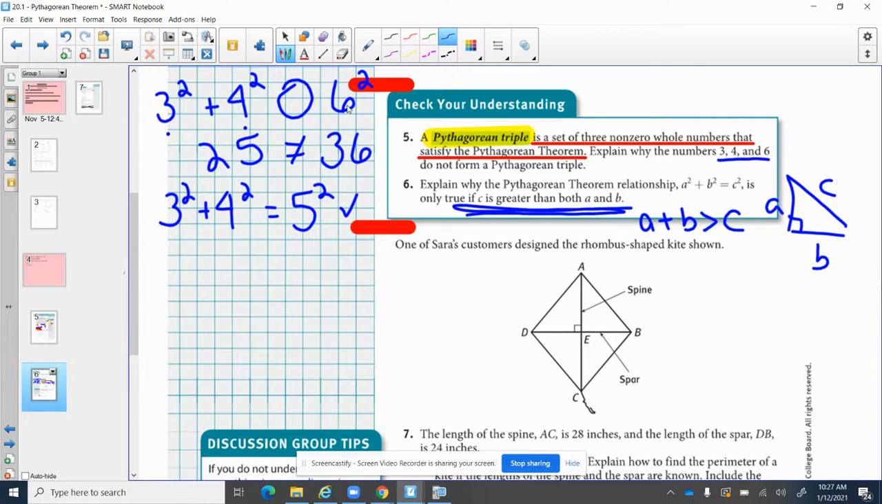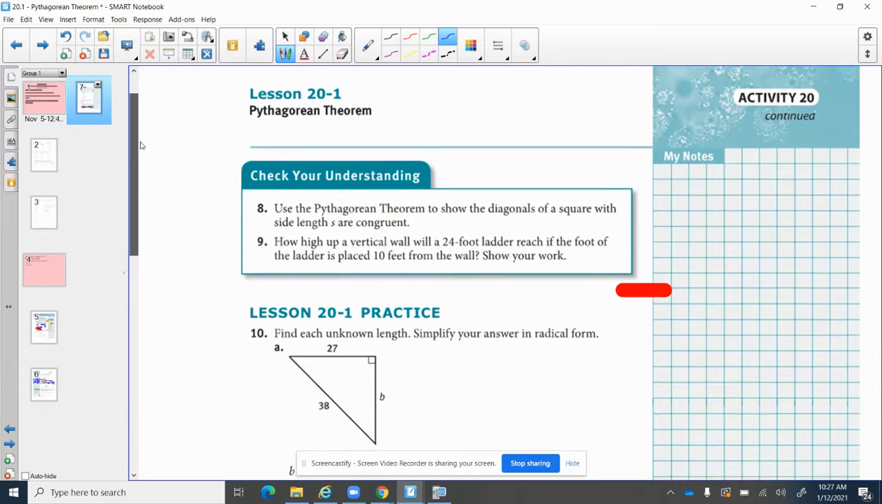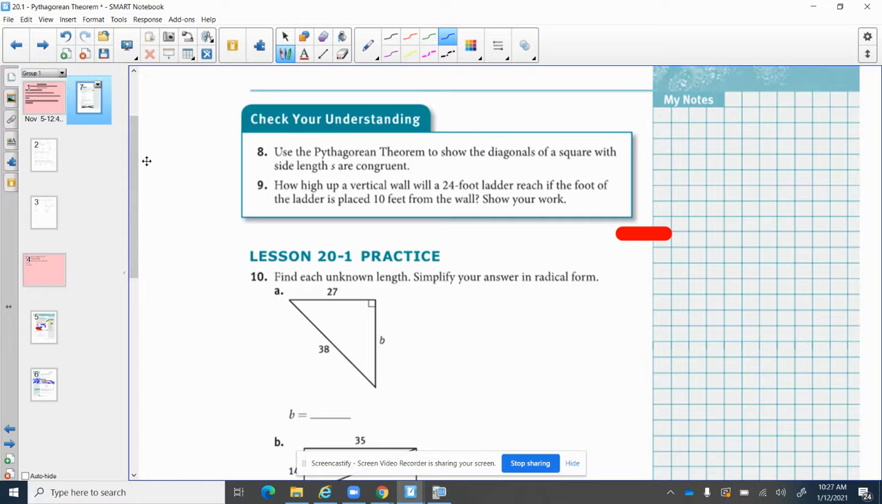Now the other example I want to look at is on the next page, page 285. We're not going to look at 8, we're going to look at 9. It says we have a wall with a 24-foot ladder up against our vertical wall. So think about a nice sturdy wall, right? Not leaning, not the Leaning Tower of Pisa here. But we have a ladder up against that wall.